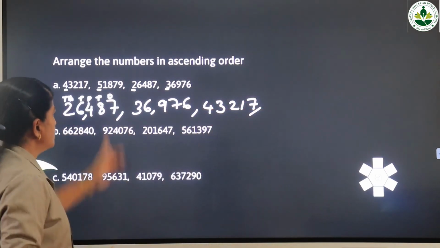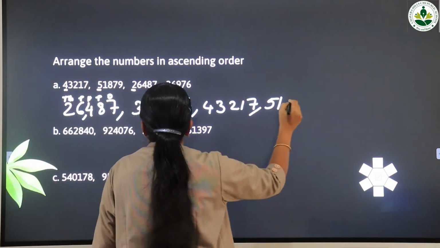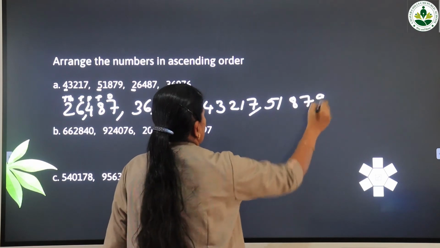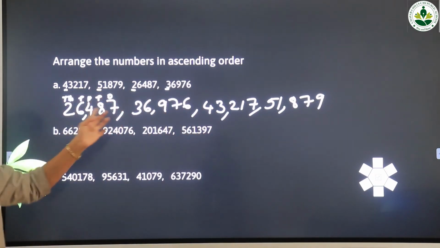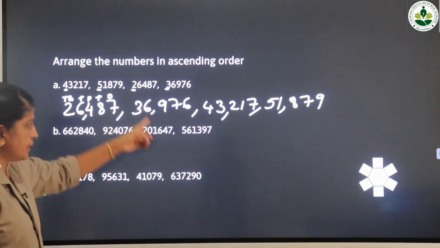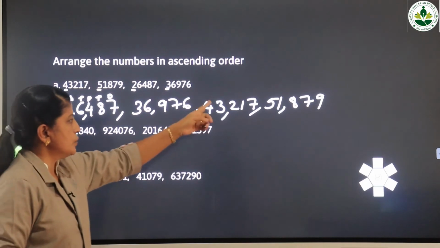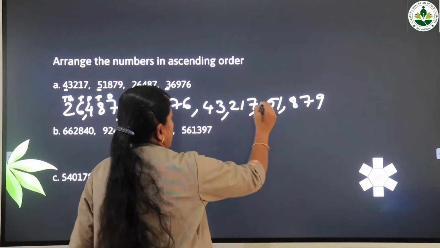Then the last, the bigger number is 51,879. Therefore, arranging in the ascending order means 26,487, 36,976, 43,217, 51,879. Okay.